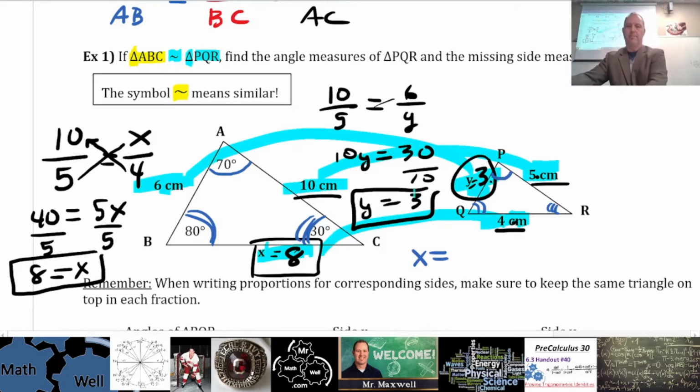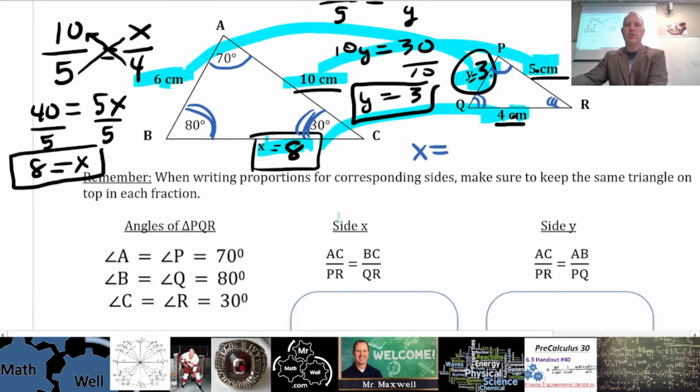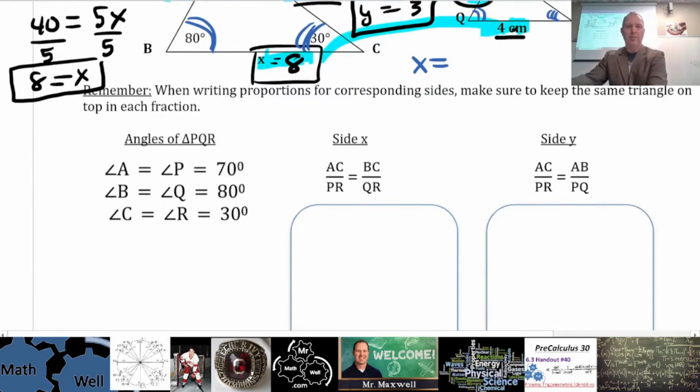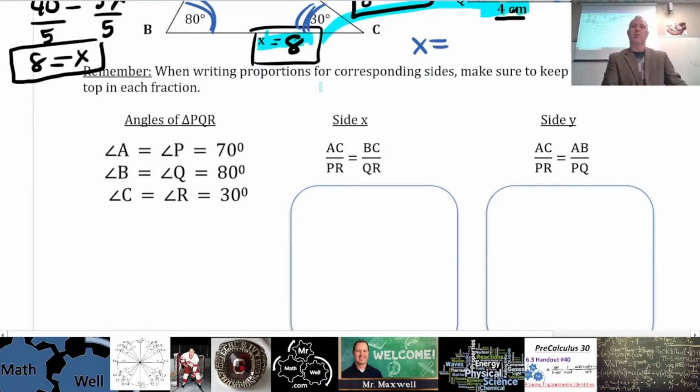All right. Yeah, so use those ratios when you can, or you can find the scale factor, but working with equations. All right. Let's keep going. Remember, when writing proportions for corresponding sides, make sure to keep the same triangle on the top of each fraction. Okay. Excellent.